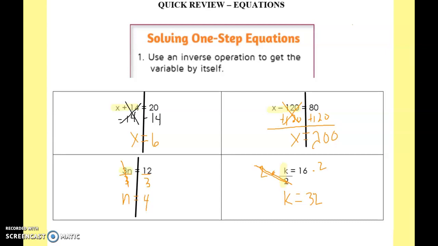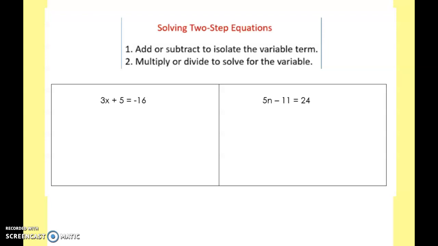We're going to go on to 2-step equations. When you're solving 2-step equations, you basically have, again, 2 operations acting on your variable. Looking at my 2 examples down below, in the first example we have 3 times x plus 5, so you see multiplication and addition. On the right, we see multiplication and subtraction, 5n minus 11. So you're just doing the inverse operation twice because you've got 2 different operations acting on the variable.